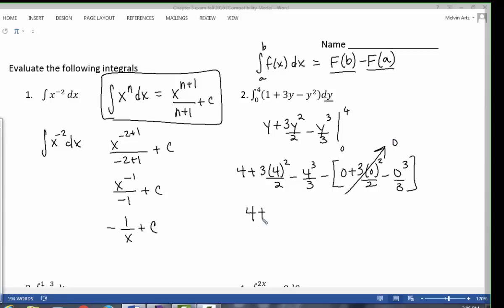So we have 4 plus, now 4 squared is 16 times 3 is 48 divided by 2. And then we have 4 cubed, 64 divided by 3. And if we get a common denominator, now we would have to multiply each one of these by 3, so we'd have 64 over 3. And so we would have 84 minus 64 all over 3.